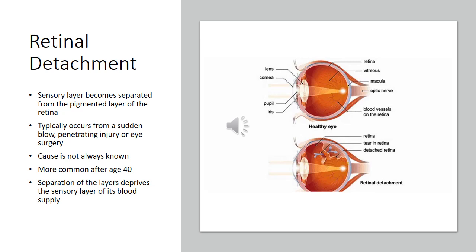Retinal detachment. Sensory layers become separated from the pigmented layer of the retina. Typically, this occurs from a sudden blow, penetrating injury, or eye surgery. The cause is not always known. It is more common after the age of 40. Separation of the layers deprives the sensory layer of its blood supply.